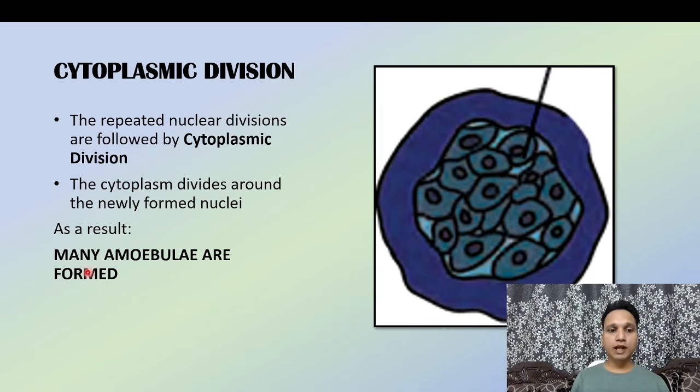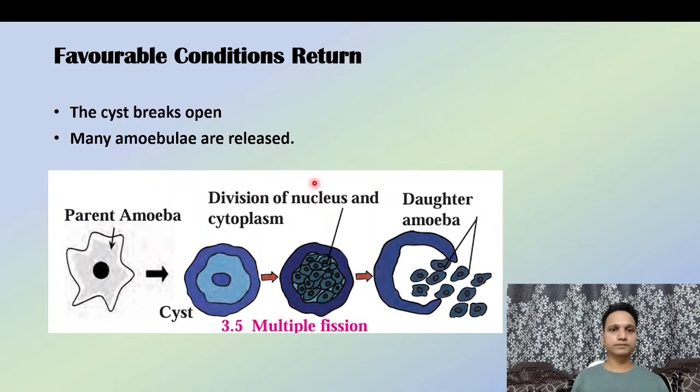And now many amoebae are formed. Small amoeba cells are called amoebae. Amoeba and amoebae are two different terms, remember? So many amoebae are formed.